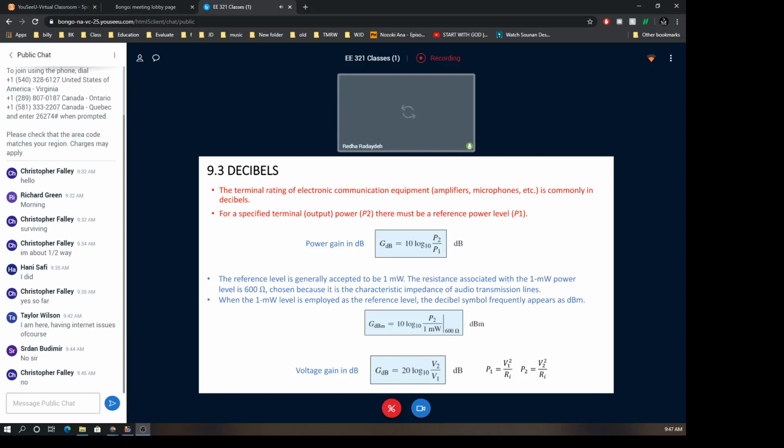Power associated with a 600 ohm resistor, the characteristic impedance of audio transmission lines. So this is just a reference. For example, let's take an example.